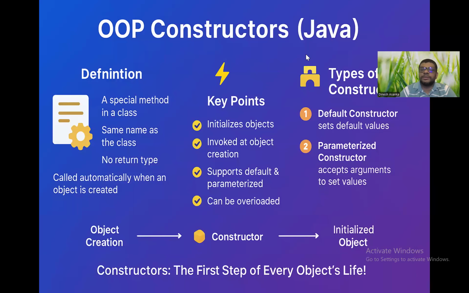Just to summarize what constructors are. It's a special method in a class, and importantly, it should have the same name as the class. Now in a method, you can have different names, but for a constructor, you have to have the same name as the class. And for a constructor there are no return values. There can be inputs, parameters, but there is no output or return value. A constructor is called automatically when an object is created.